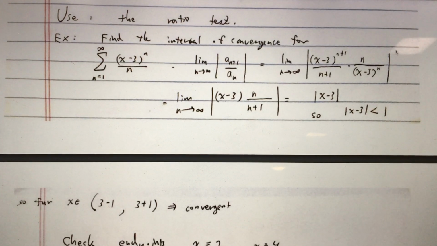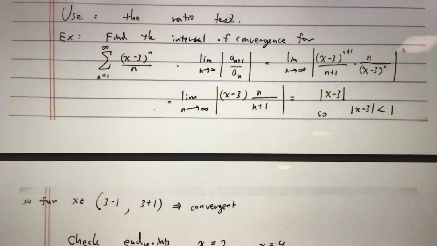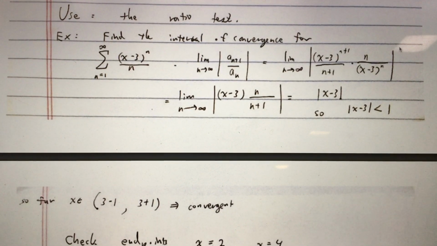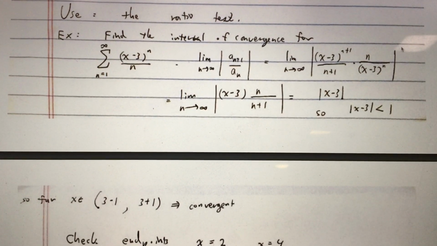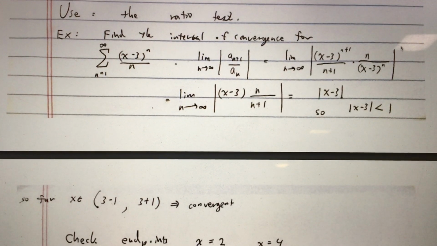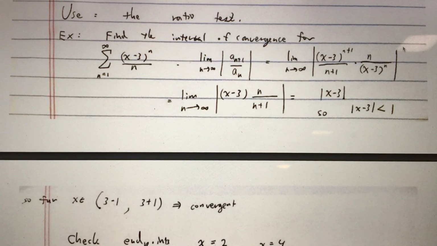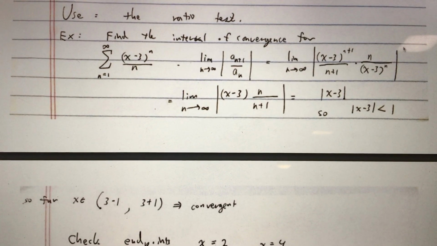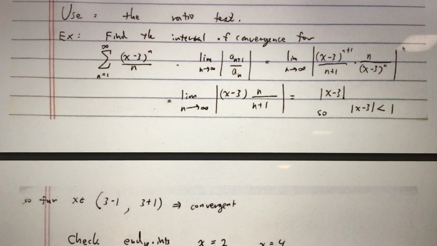But let me go over the examples so you can see what to expect, and if you want, you can try them first. So you have the summation n equals 1 to infinity of (x minus 3) to the n divided by n. So that is a power series. Just for examples, it has 3 instead of a. A was the constant, and this one has x minus 3.